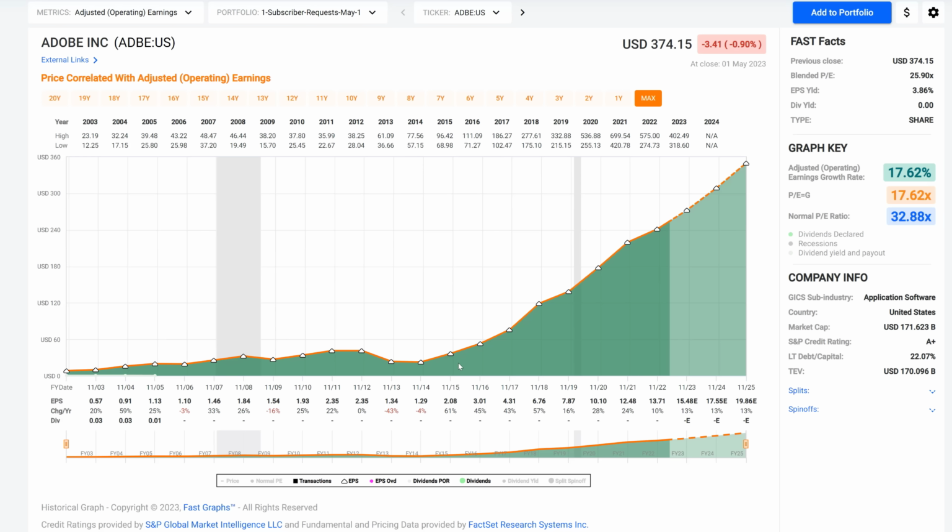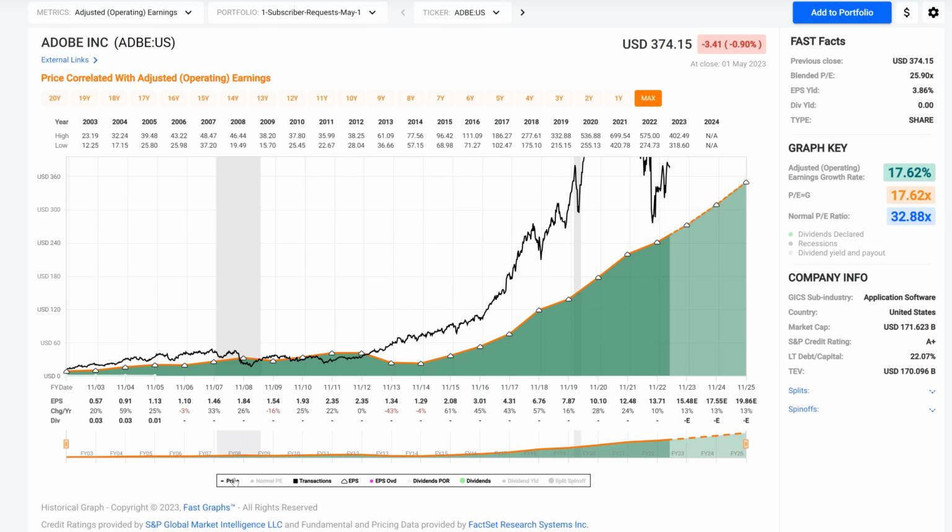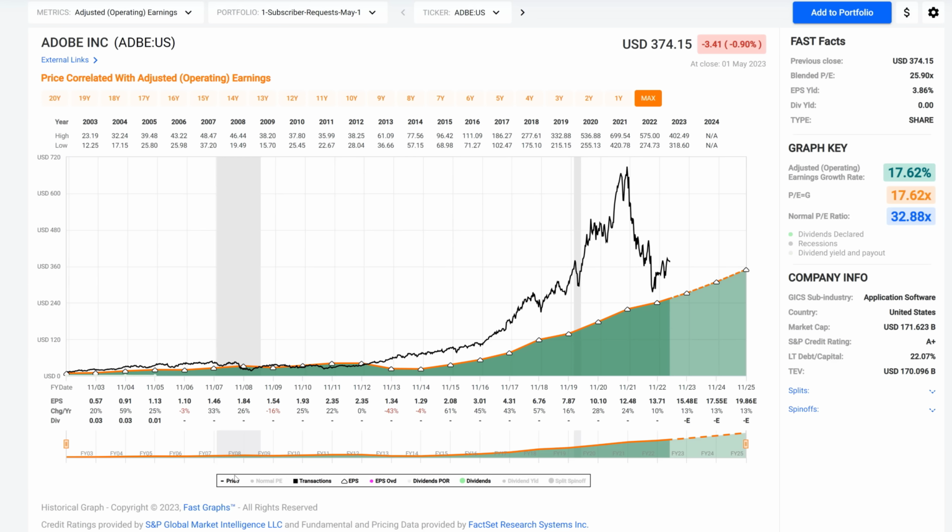Now, here's the trick about using the tool. This is an analytical tool to think with. You start out with a long-term chart like this. I like to bring weekly closing prices in and look at how the market prices the stock, and I can see that I'm using a 17.62 PE ratio. You always have to check the fast facts boxes here to determine what multiple this line represents.